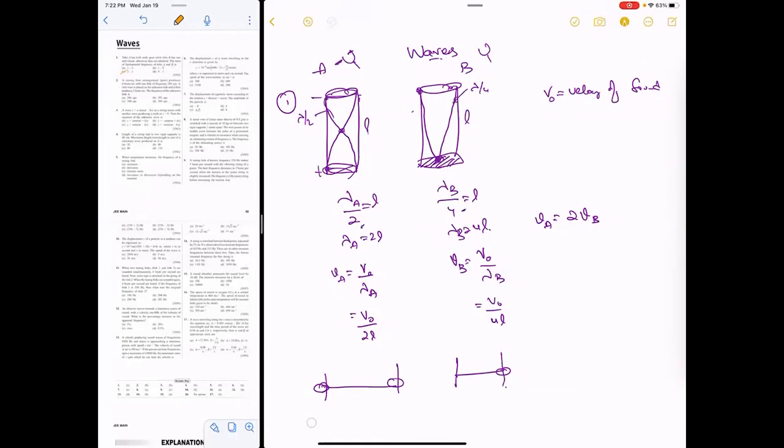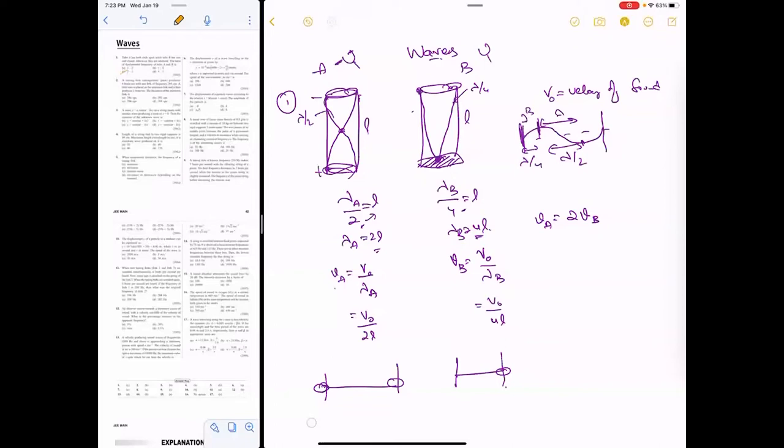If you want to say lambda, this is the complete lambda. In the first case, we are taking from here to here. This is A. But for B, we are taking from here to here. This is B. So this length is lambda by 4, and this length is lambda by 2. So the length of that pipe is lambda A by 2, and the length of the pipe here, L, is lambda B by 4. From that, lambda A is 2L and lambda B is 4L.